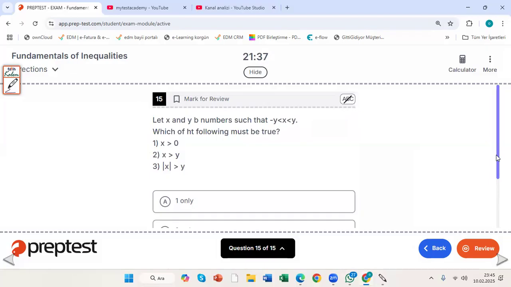I didn't understand this question. Don't you understand this question? No. Okay. Once again, be careful.